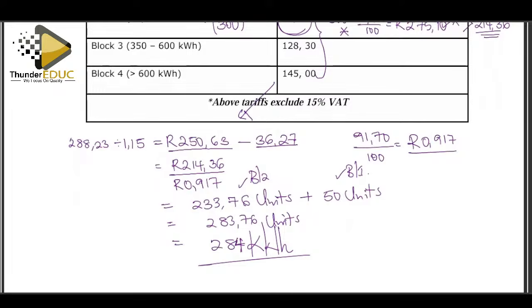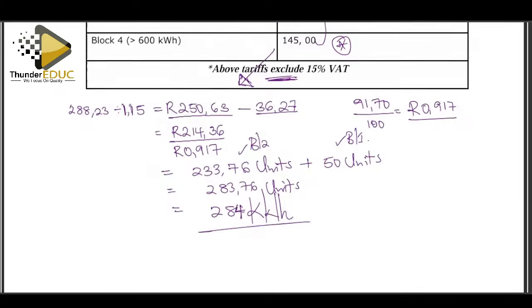We are working backwards. First and foremost, next time if you find such a question, you have to exclude VAT. Why? The values in the table you're going to deal with exclude VAT. You understand? All right. That marks the end of question number 2.